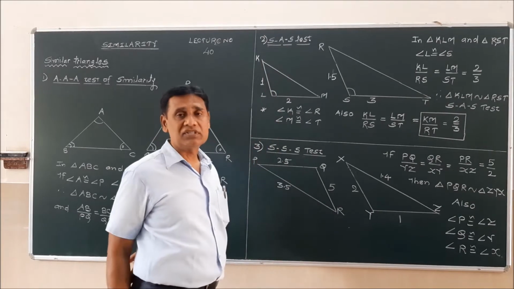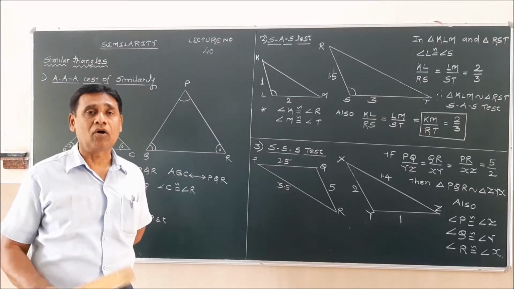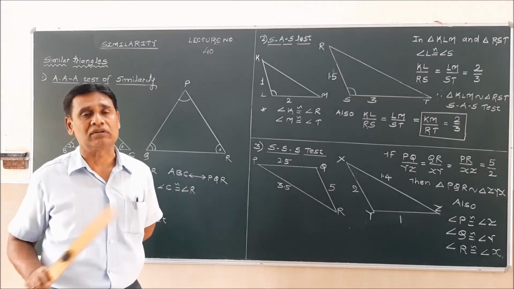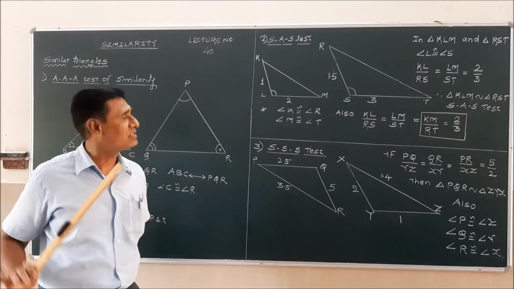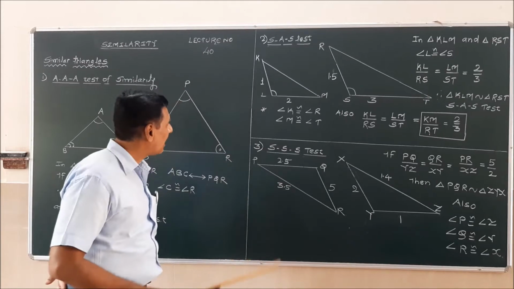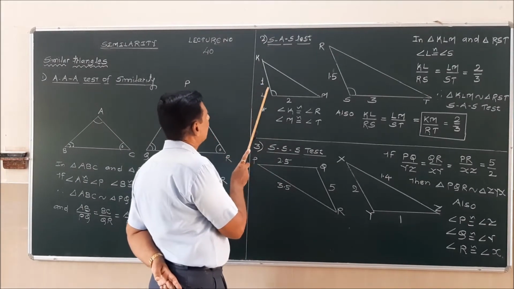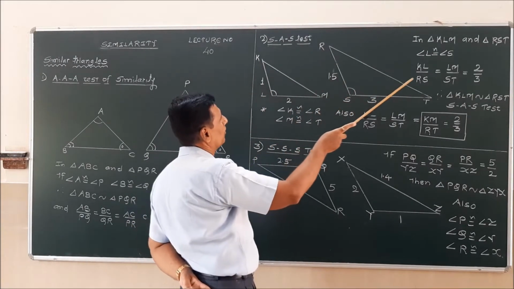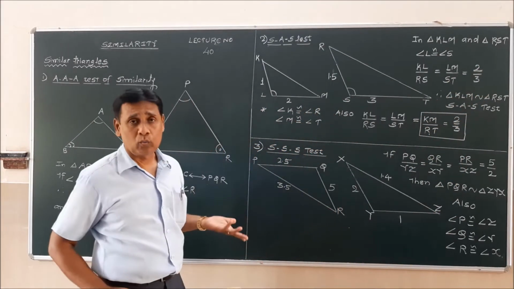SAS test, which is called the side-angle-side test of similarity. Try to understand, I am stressing on the word similarity. I am not saying congruent at all. Similar. Now you will find the statement says that if the ratio of the corresponding sides, that means KL upon RS, is 2 upon 3. You may think how? Look here.